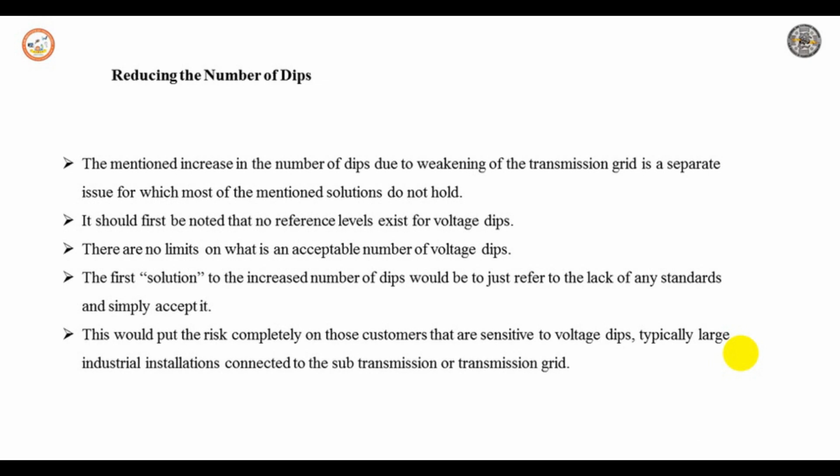The first solution is to not reduce the number of dips. That would just refer to the lack of any standards and simply accept it. This would put the risk completely on those customers that are sensitive to voltage dips, typically large industrial installations connected to the subtransmission or transmission grid. There are, however, a number of ways to mitigate voltage dips, independent of what caused the dip. So let us see what are the ways in which we can reduce the number of voltage dips.